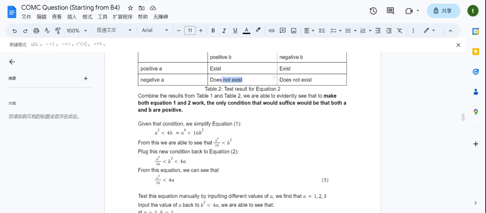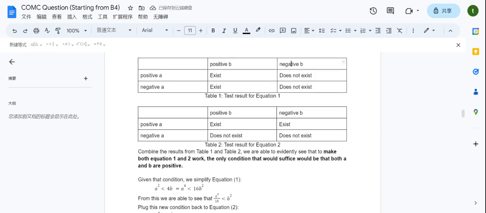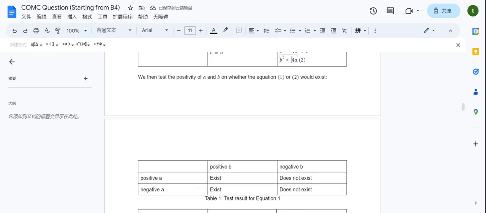Using the same way, you are able to derive that this does not exist. And now let's see whether this exists: positive a and negative b. This will definitely exist on some occasions, because a negative square is positive, right? And on the right side, 4 times a positive number is definitely positive. So it is possible for a positive number to be smaller than a positive number.